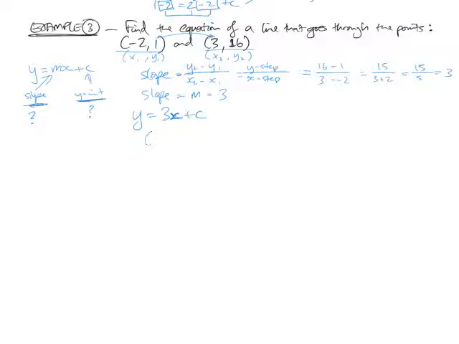So I'm going to use (-2, 1). I'm going to substitute that in to find c. So y is equal to 3x plus c is our equation right now. The y-coordinate of the point is 1, the x-coordinate is -2, so that's what you're plugging in. 1 is equal to 3 times -2 plus c. 1 is equal to 3 times -2, which is -6, plus c.